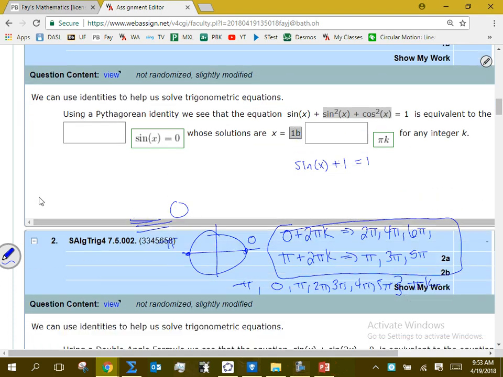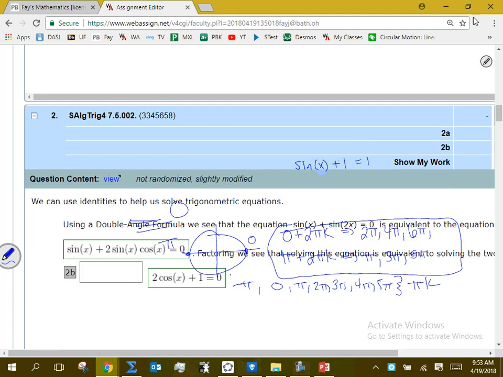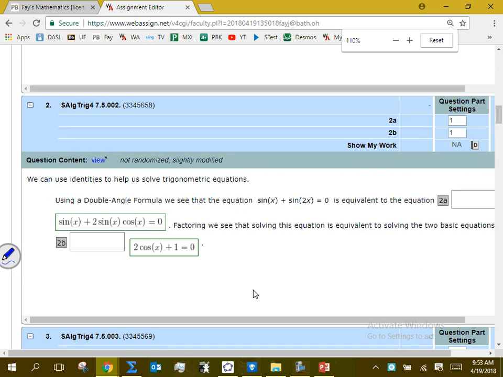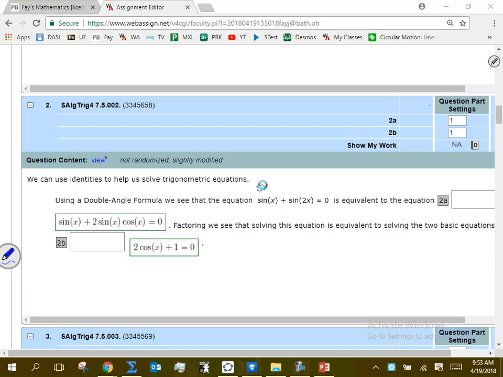Question 2. Says, using a double angle formula, we see that the equation sine of x plus sine of 2x is equal to 0 is equivalent to, okay, so sine of x can't change, but sine of 2x is that 2 sine x cosine x formula. So that's what we're looking for, and you see that's what is put in that box there.